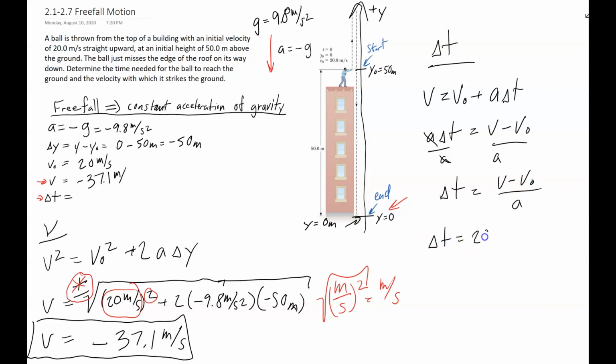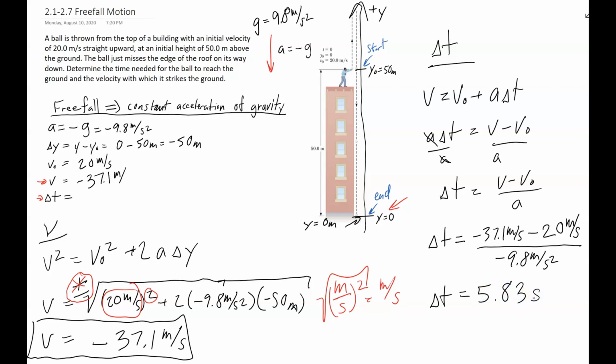V initial, 20 meters per second. Oops, I got that backwards. That's not v initial. That's v final. So v final, minus 37.1 meters per second, minus v initial, 20 meters per second, divided by a minus 9.8 meters per second squared. And when we put this in the calculator, we'll get our answer for delta t. Putting this into the calculator, we find out that delta t is equal to 5.83 seconds. Positive number, that's good.